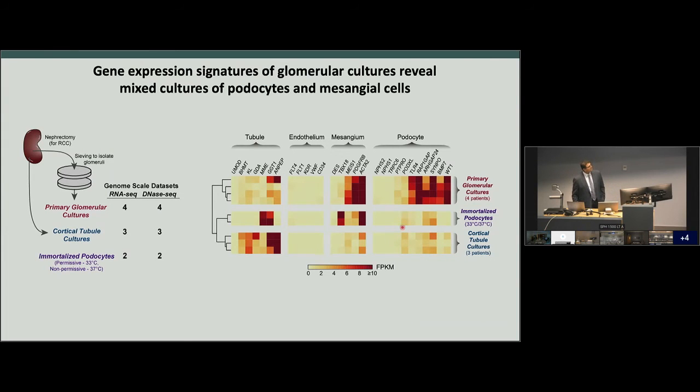These generally have the phenotype. The glomerular cultures have a kind of a mixed culture of mesangial cells and podocytes. Endothelial cells generally don't survive in this particular culture. And then the tubule cells also have a tubular phenotype, albeit under these conditions they have a little bit of an injured or slightly dedifferentiated phenotype.